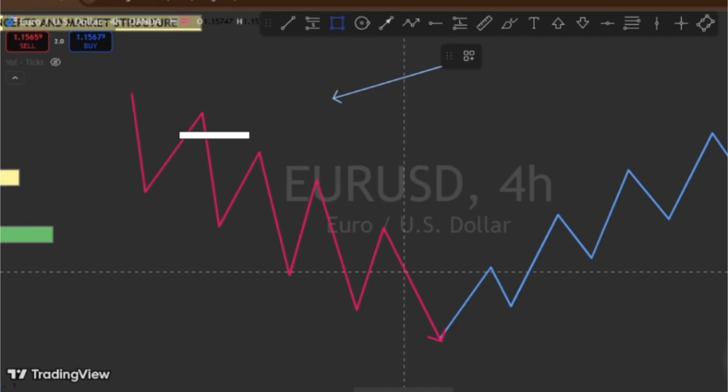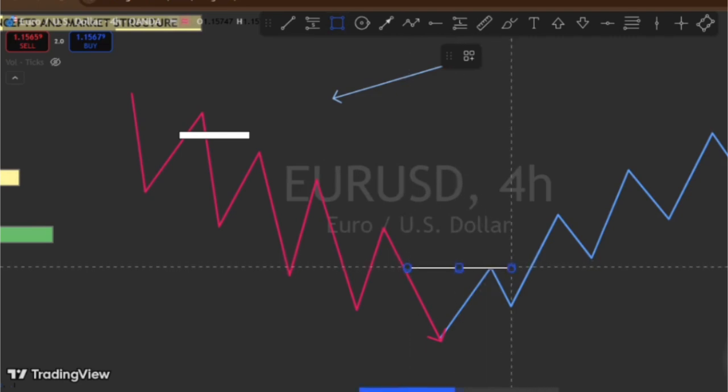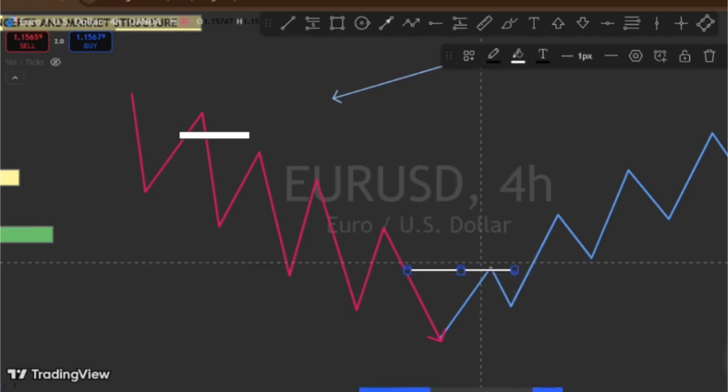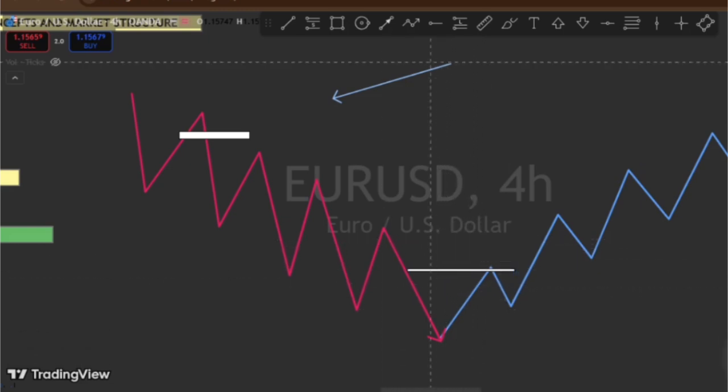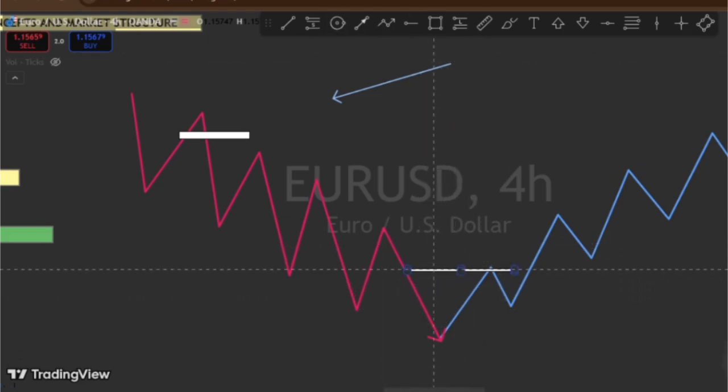So this, our point of interest, is around here. We could see that at some point this is an order flow. In this zone there's a big order flow around here.